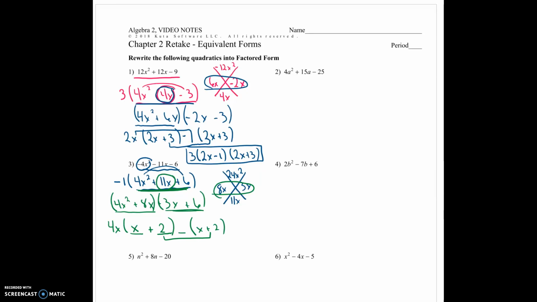And so I have to ask what times x gives me the 3x, and that's a 3. And now joining my GCF of negative 1 is the x plus 2. And then again, those things that are outside of the parentheses, the 4x plus 3. All right, so at this point, as you go through these problems, 2 and 4 are very similar. So pause the video and move into problem 2 and 4.